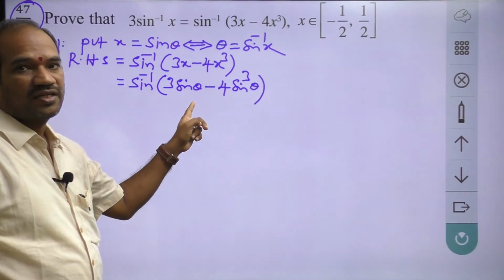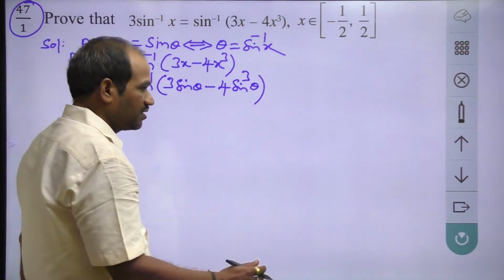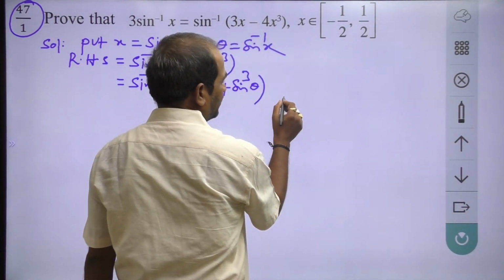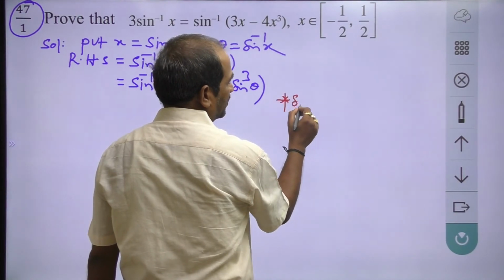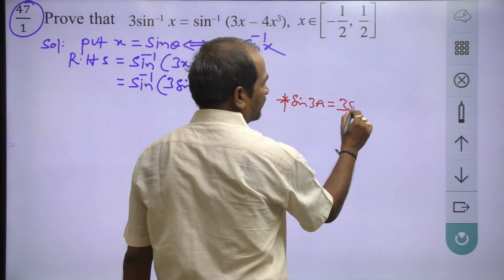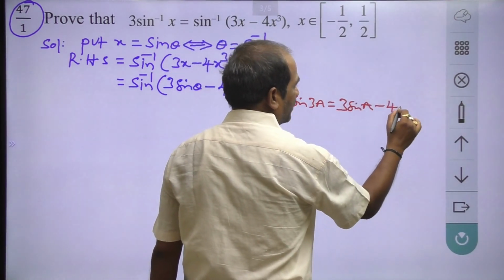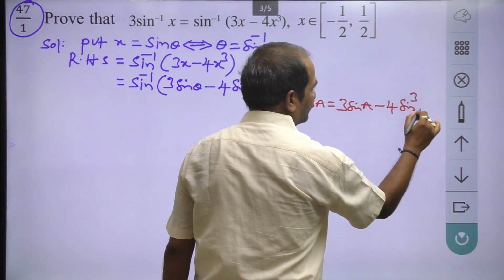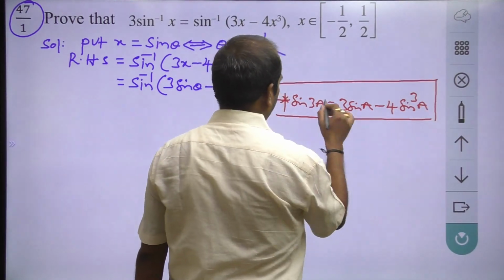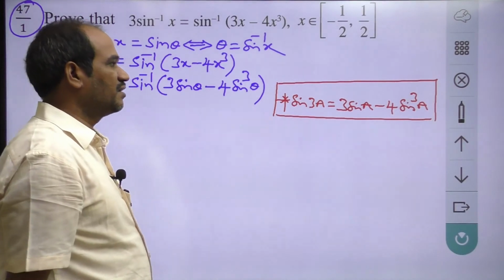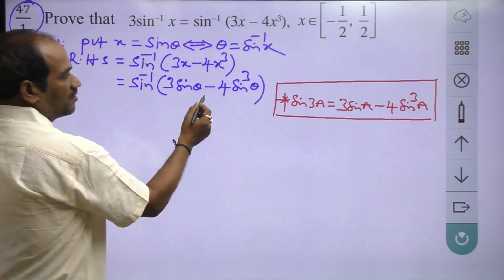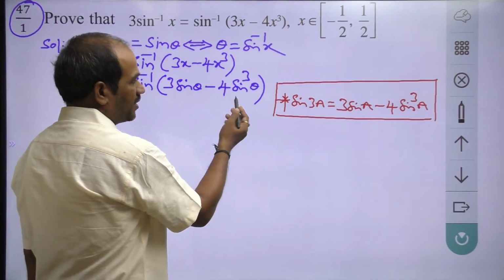Next, this is the formula, the sin 3a formula. Sin of 3a is equal to 3 sin a minus 4 into sin cube a. So apply this formula here. Sin 3a is equal to 3 sin a minus 4 sin cube a, so 3 sin theta minus 4 sin cube theta. This total value is sin 3 theta.